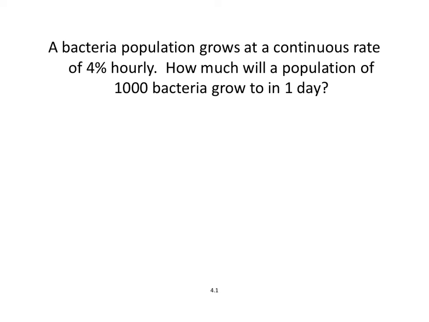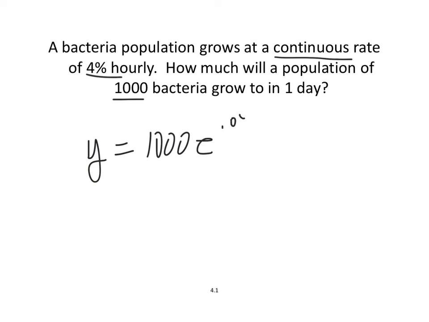All right, so here's another. Notice continuous, and it's hourly, and I start with 1,000. So y, the population, equals 1,000 times, I don't want to use a parenthesis, I want to use e raised to the 0.04 to the t power. Since they're telling us it's a day, isn't that 24 hours? So we just have to key that right in. I'm going to do 1,000 e to the 0.04 times 24.